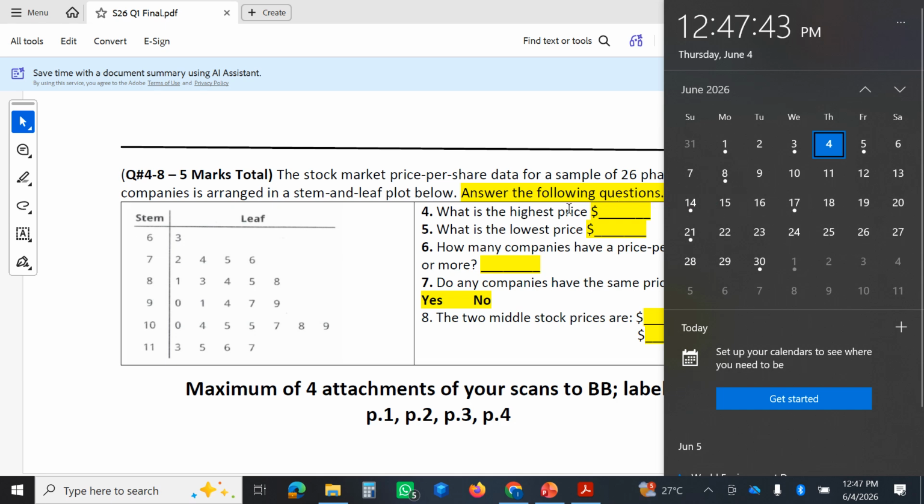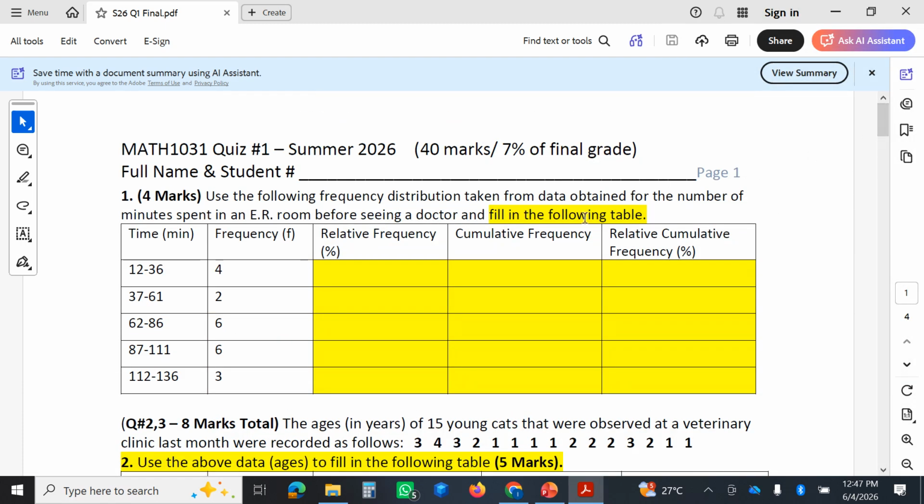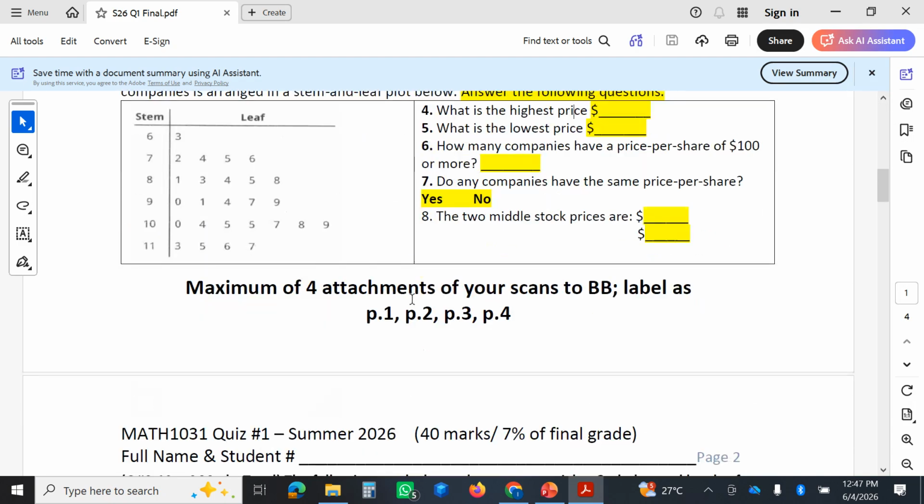If you have any questions, let me know. So this quiz right here is due Wednesday, June 10th, 11:59. Hand in 4 pages, label them appropriately as those, and we'll get it all done.